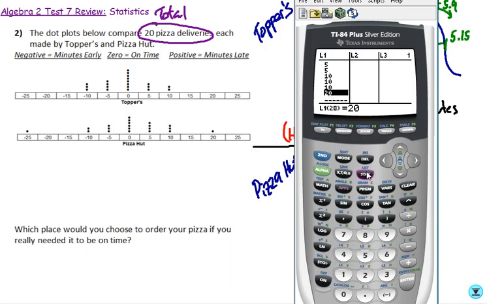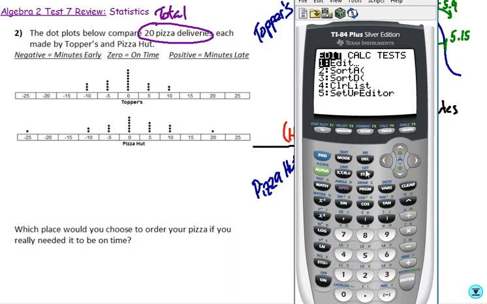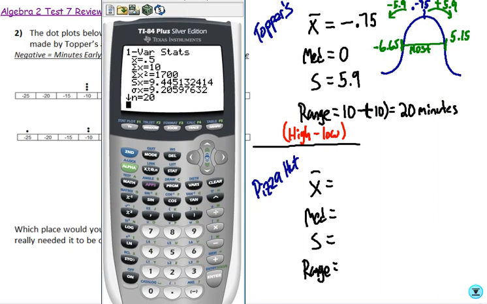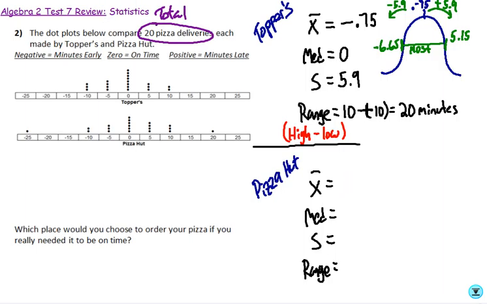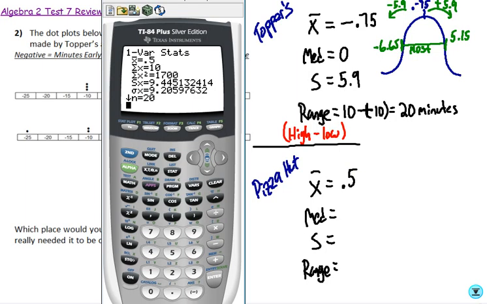All right, so let's have the calculator do the work. So we'll go back to Stat, Calc, and One-Variable Stats. Let's hit Enter, and then let's take a look at our numbers. So the average this time is a positive 0.5. Does that mean that on average they were early or late? Well, because it's a positive, that means on average, they were late. So already I'm getting a feel for maybe Toppers is a little bit more dependable, because on average, they tend to be early. These guys, Pizza Hut, tend to be late.